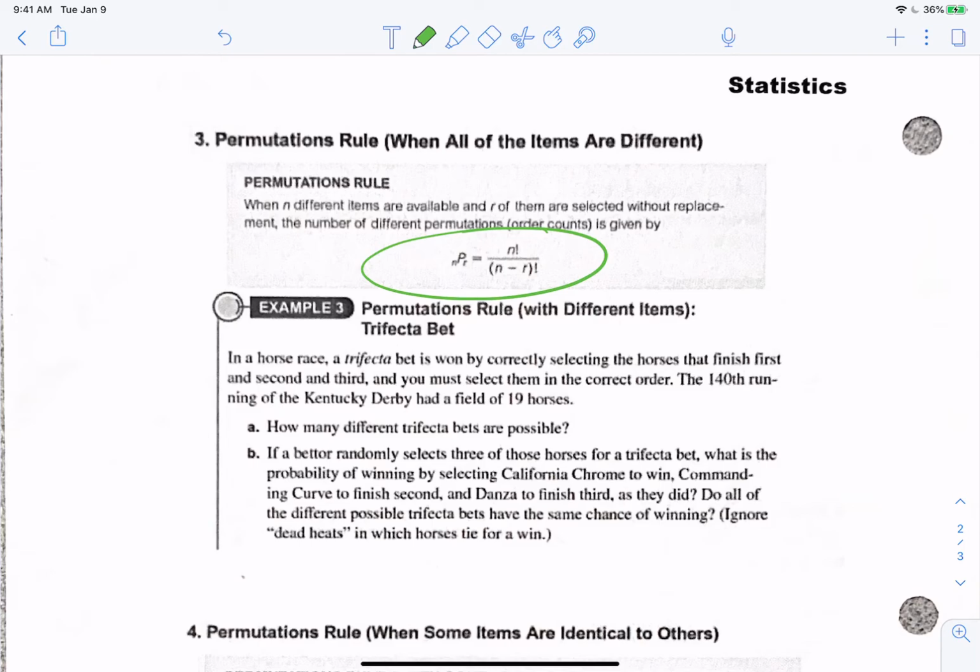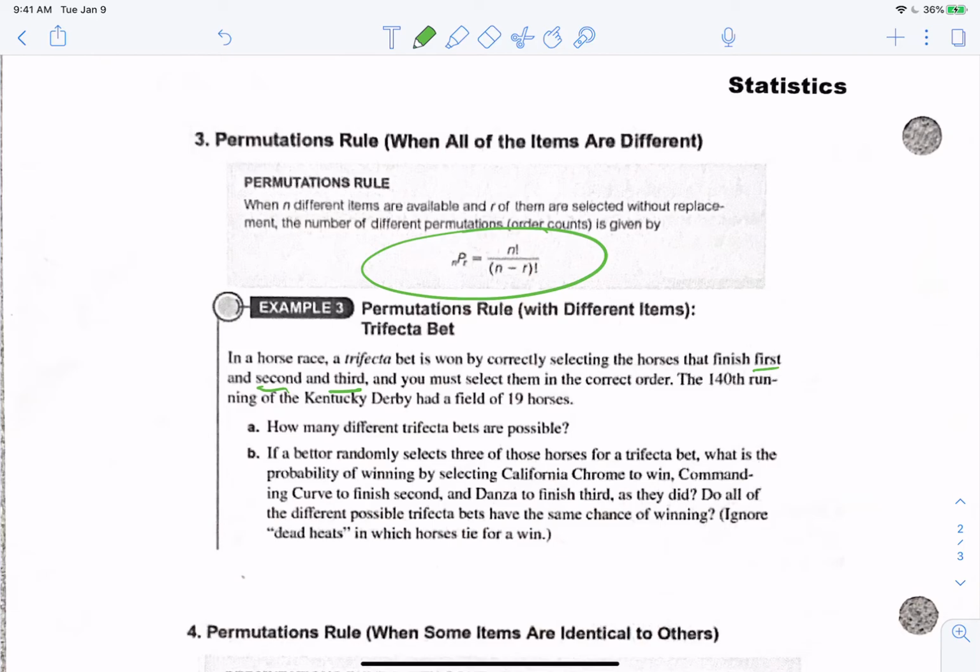A trifecta bet is won by correctly selecting the horses that finished first, second, and third place. And you must select them in that order. Okay, so a trifecta equals first, second, third in that order. You have to get them right. If you box it, I think, you just have to get those 3 finish in the top 3.